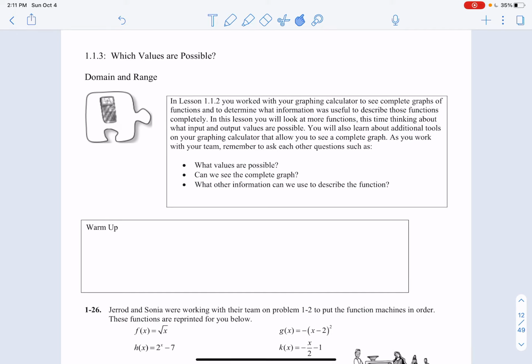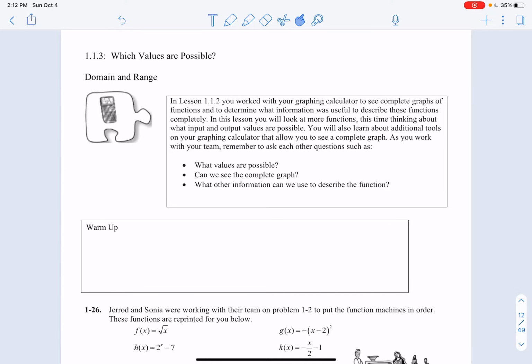and range. In this lesson, we are going to look at more functions, this time thinking about what input and output values are possible. You will also learn about additional tools on your graphing calculator that allow you to see a complete graph. We'll also be talking about Desmos. As you work with your team, remember to ask the questions. So what values are possible? Can we see the complete graph? And what other information can we use to describe the function?